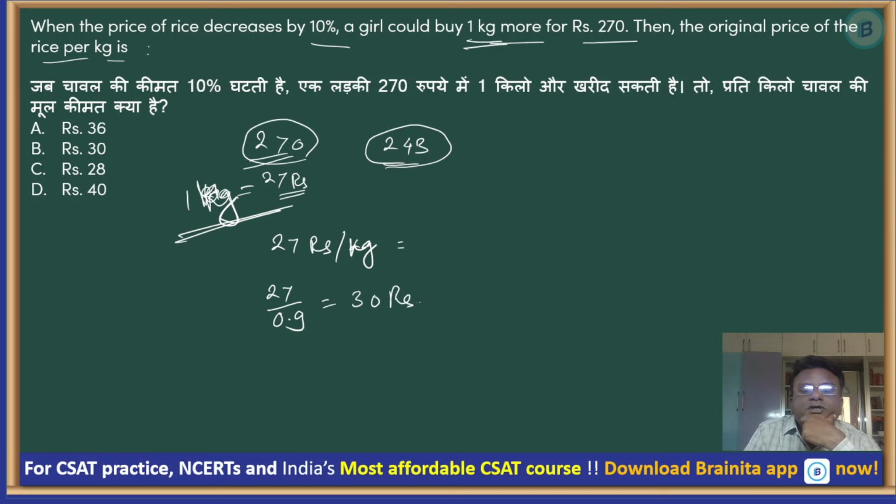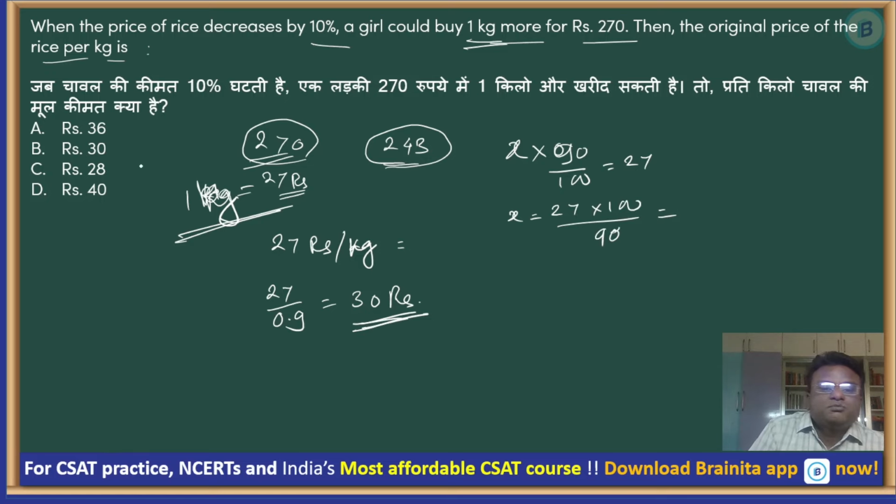So the original rate is 30 rupees, right? The reason for dividing by 0.9 is that now you are calculating the other way around. You already know the reduced rate. You have to find the original value, which is reduced to this value after a 10% reduction. That's why you have to divide by 0.9. It is like, let us say x, and 90% of x is 27. So x is equal to 27 into 100 by 90.